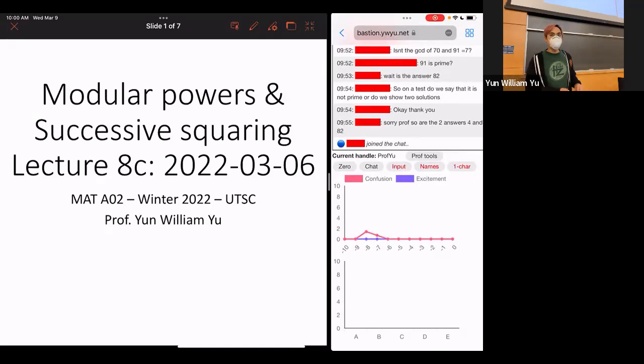This next section will be a little bit easier since it's largely a review of material we've already covered, which is modular powers and squaring to get answers. So you guys already did the baby version of this on the midterm. We're just going to be taking this one step further.